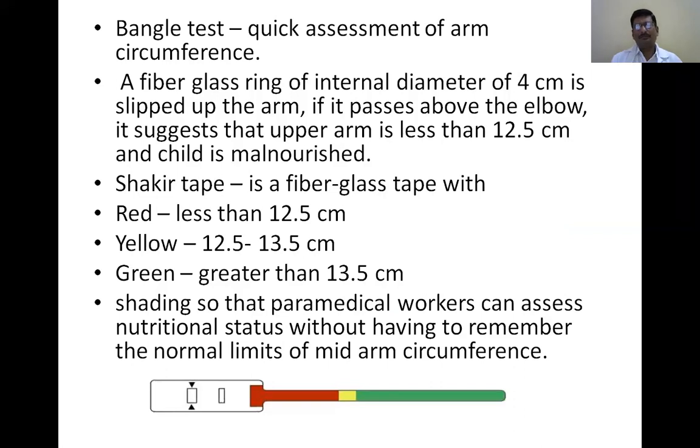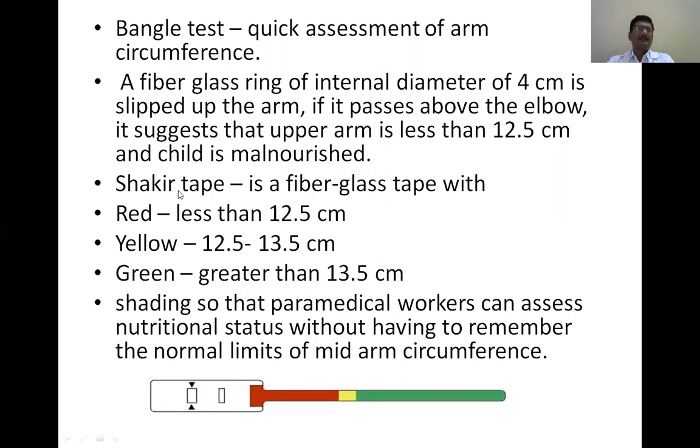There is a different way of doing this also. One is the bangle test, wherein a fiberglass ring with an inner diameter of 4 centimeters is slipped up the arm. If it passes above the elbow, it suggests that the upper arm is less than 12.5 centimeters and the child is malnourished. That means if the ring is able to get in there, the upper arm circumference is less than 12.5 and it indicates the child is malnourished. The simplest way is using a ring, the bangle test.